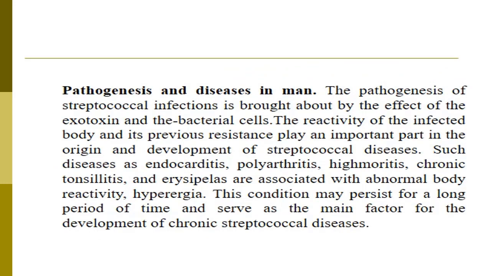Pathogenesis and disease in humans. Also, as we talked about in the previous lecture on staphylococcal disease, the pathogenesis of streptococcal infection is brought about by the effect of the exotoxin and the bacterial cells. The activity of the infected body and previous sensitization play an important role in the development of streptococcal disease. Many diseases like endocarditis, polyarthritis, hemorrhagic nephritis, chronic tonsillitis, and erysipelas are associated with abnormal body reactivity.